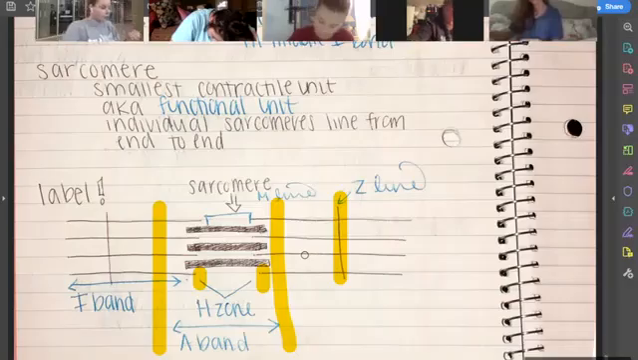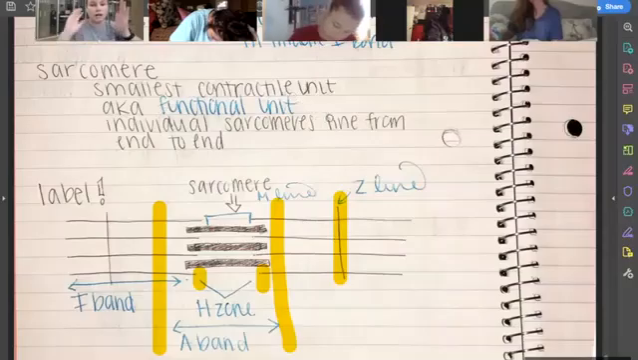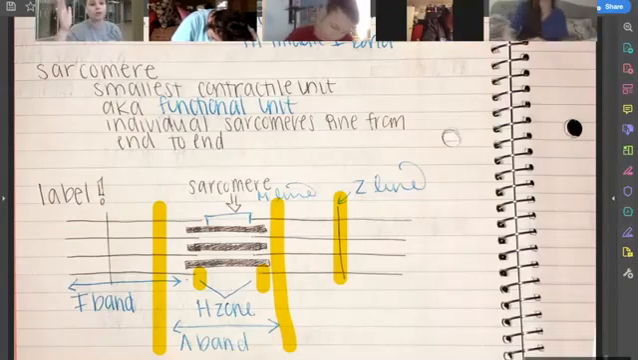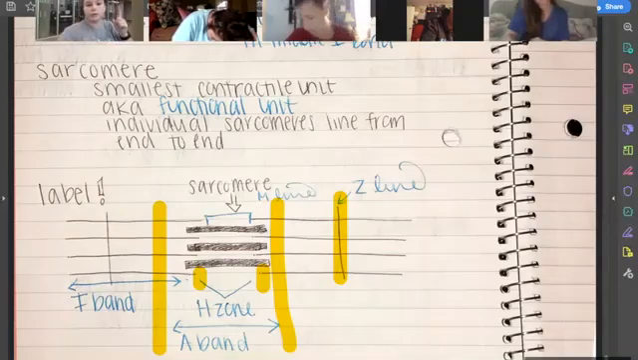And then your sarcomere is your smallest contractile unit. It's your functional unit, from Z line to Z line. They're going to ask you what the smallest contractile unit is, and you're not going to say a muscle fiber, or a myofibril or anything like that. You're going to say sarcomere. They love to ask that question. It kills people all the time. Sarcomere is your smallest contractile unit. Do not be tricked.